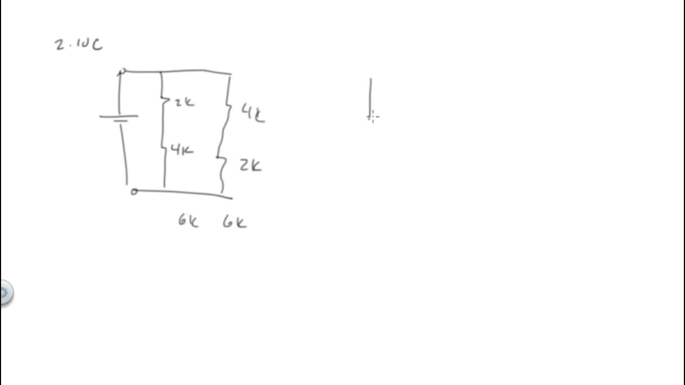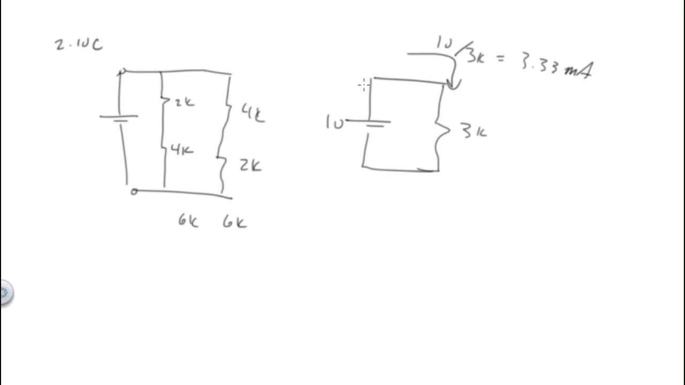So if I wanted to find my I, with 10 volts, my I would be what? What resistor would that be? It would be 3K, right? So it would be 10 volts divided by 3K, which is equal to 3.33 milliamps. Again, what's streaming down here is, well, it's split. Some of it goes this way and some of it goes that way, but where it starts, right up here, it's 3.33 milliamps.